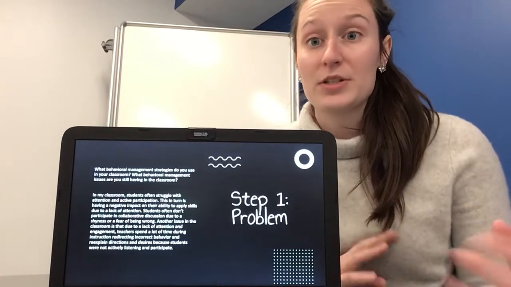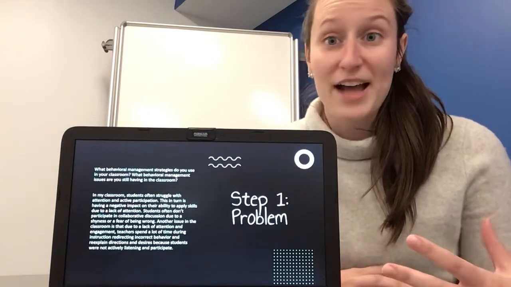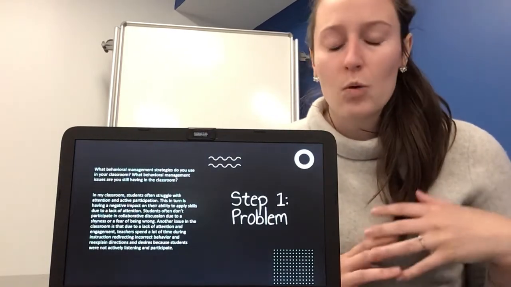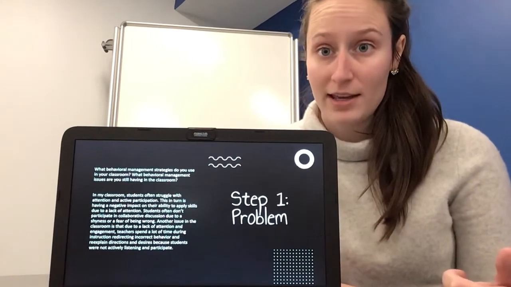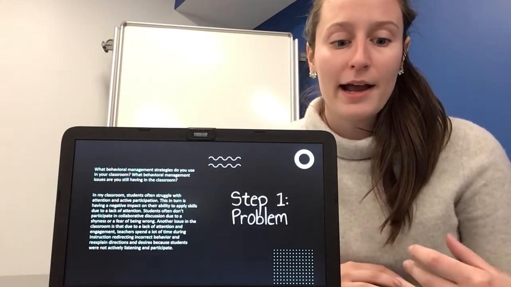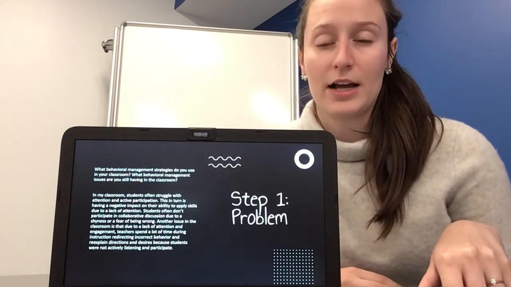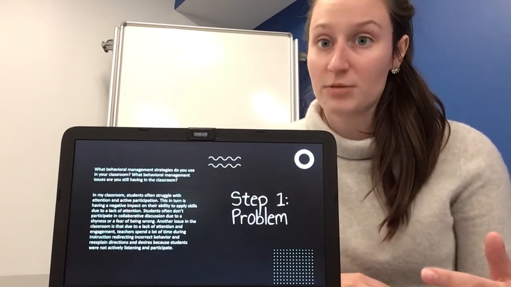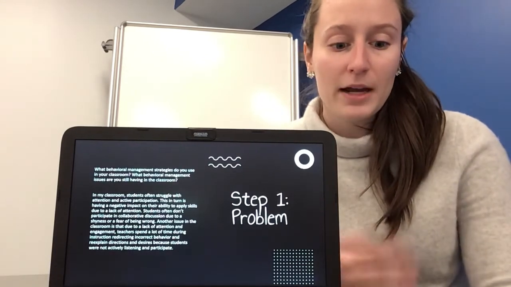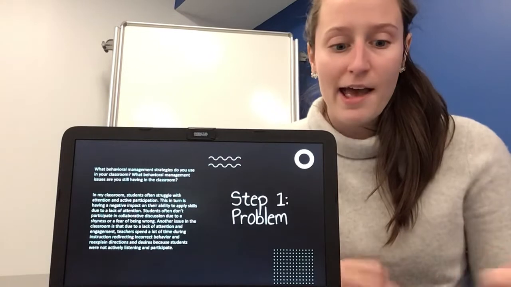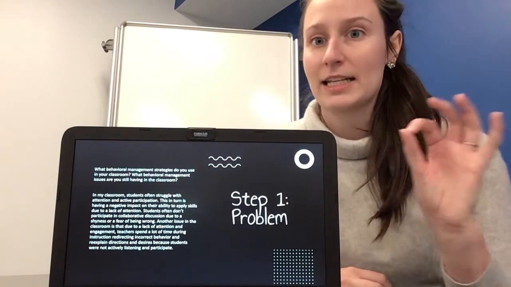So step 1 is the problem. Something that you can ask yourself as a teacher is, what behavioral management strategies do you use in your classroom currently? And what kind of behavioral management issues are you still having in the classroom even after those behavioral management strategies are being implemented?